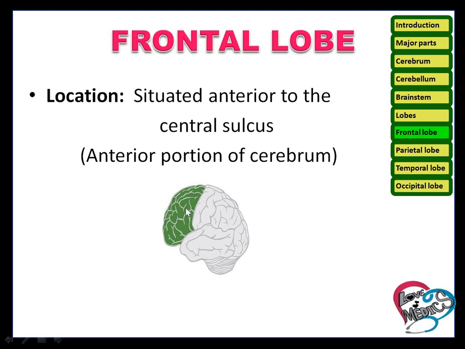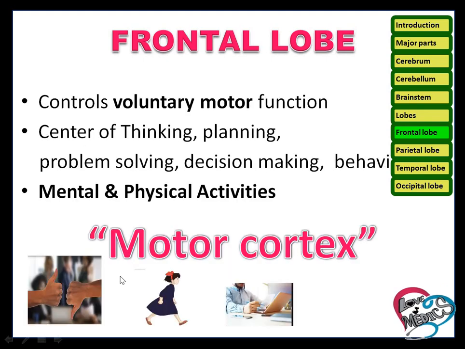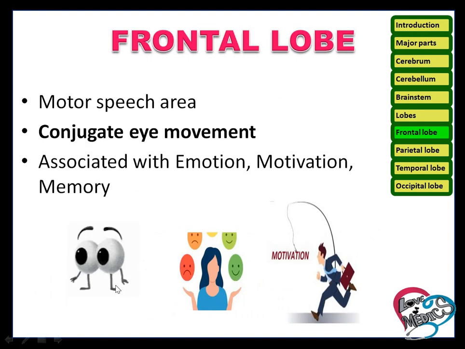Frontal lobe. It is located anterior to the central sulcus, which means the anterior portion of the cerebrum. It controls the voluntary motor function and it is the center for thinking, planning, problem solving, decision making and behavior. It regulates the mental activity and physical activity, right? So it is called the motor cortex. It has the motor speech area.